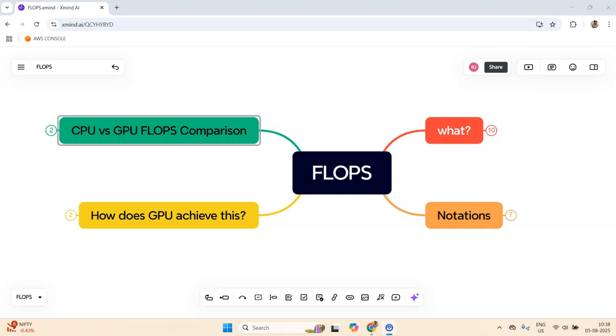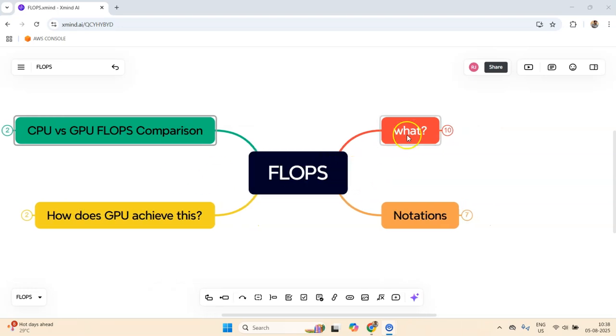Hi everyone, we will be looking at flops in this video, which in other words is also known as floating point operations. So without further ado, let's get started. You can see most of the topics which we will be discussing in this video on your screen. I have created this mind map which clearly summarizes the topic of discussion of this video.